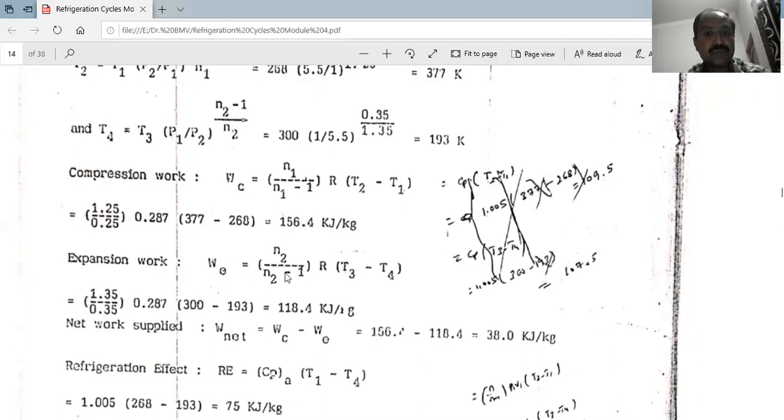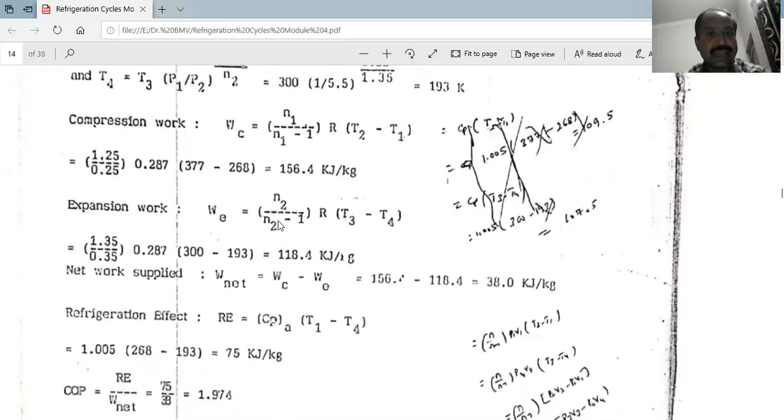Then the expansion work WE is equal to N2 divided by (N2 minus 1) into R into (T3 minus T4). The value of index N2 is 1.35, and the value of R is 0.287. Then T3 minus T4 is 300 minus 193. It becomes 118.4 kilojoules per kg.